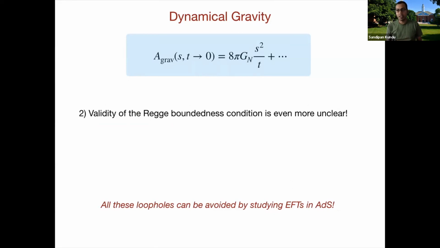The reason is, even this simple diagram where you're exchanging a single graviton grows as a square, and the requirement is that it's always growing slower than a square. So just the simplest diagram seems to contradict that statement.